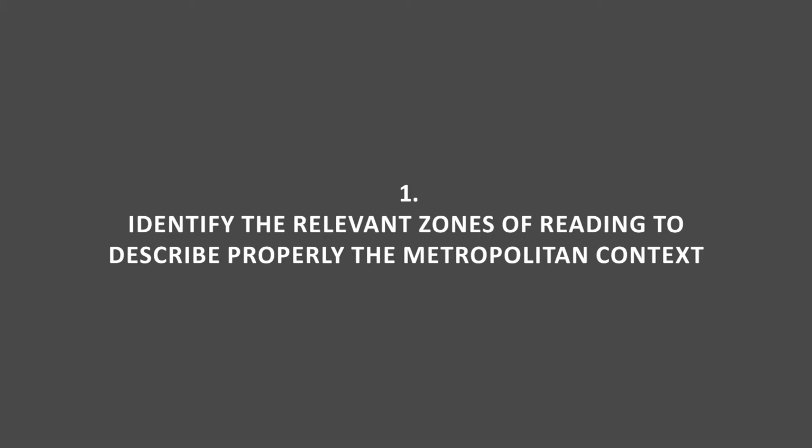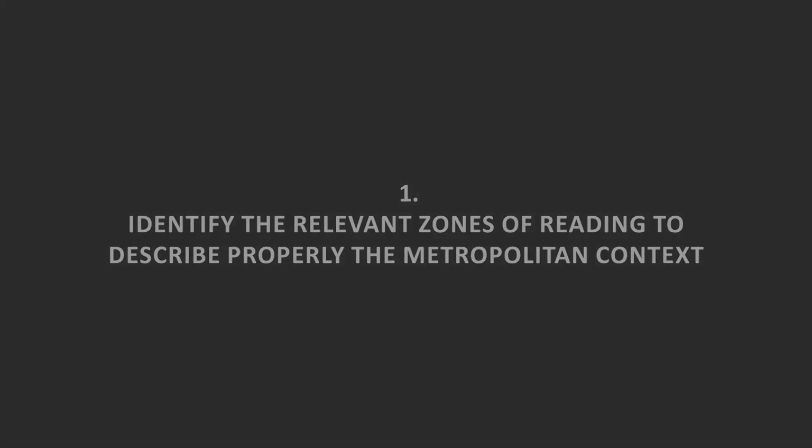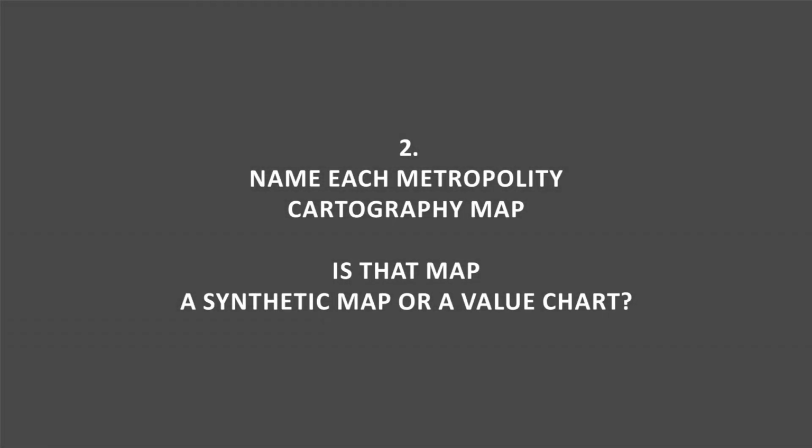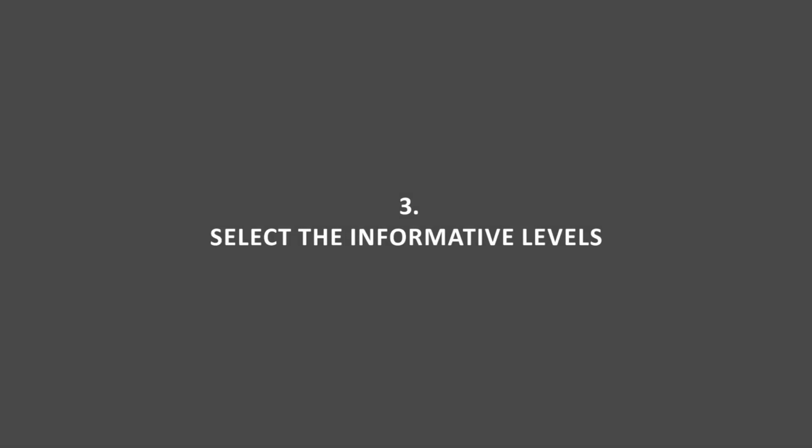From the general semantic package, identify the relevant zones of reading to describe the metropolitan context. Every zone of reading is a tool to extract the informative layers for a metropolitan cartography map. Name each map. Is that map a synthetic map or a value chart? Select the informative levels connected to the metropolitan keywords and related concepts for each metropolitan cartography map.